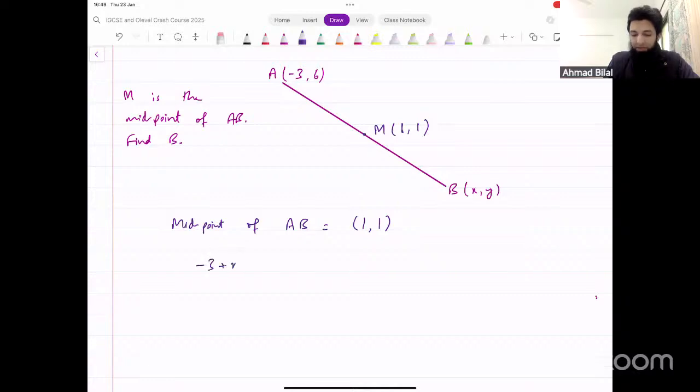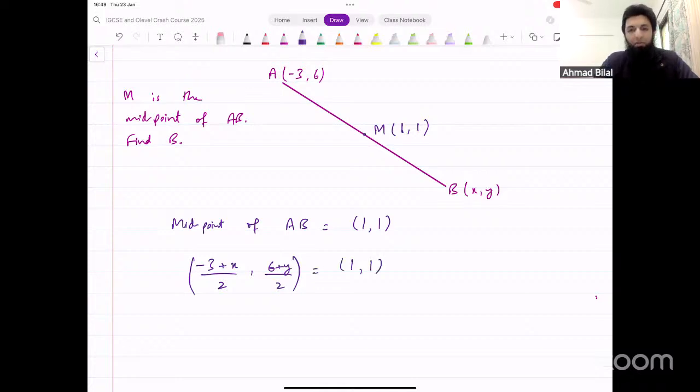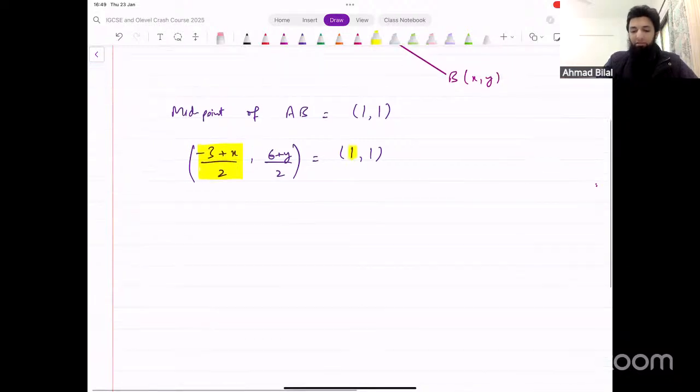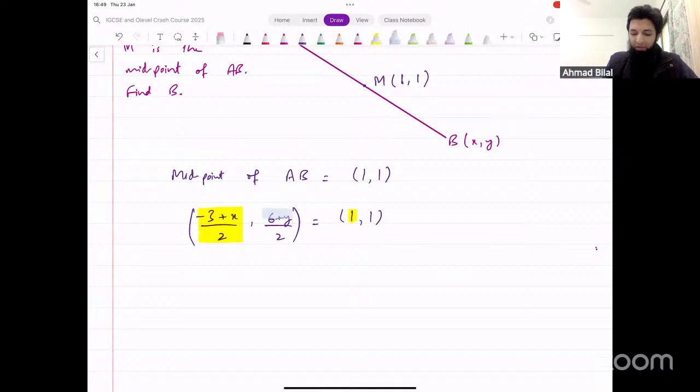Minus 3 plus x over 2. Add the x coordinates, divide by 2. Y coordinate 6 plus y divided by 2. That equals 1, 1. Okay, so we find our own midpoint and we equate that to the midpoint that they have given us. That's 1, 1. And now what you say is the x coordinate here that we have should equal the x coordinate that they have in their midpoint. And the y coordinate that we are getting should equal the y coordinate that they have given us.